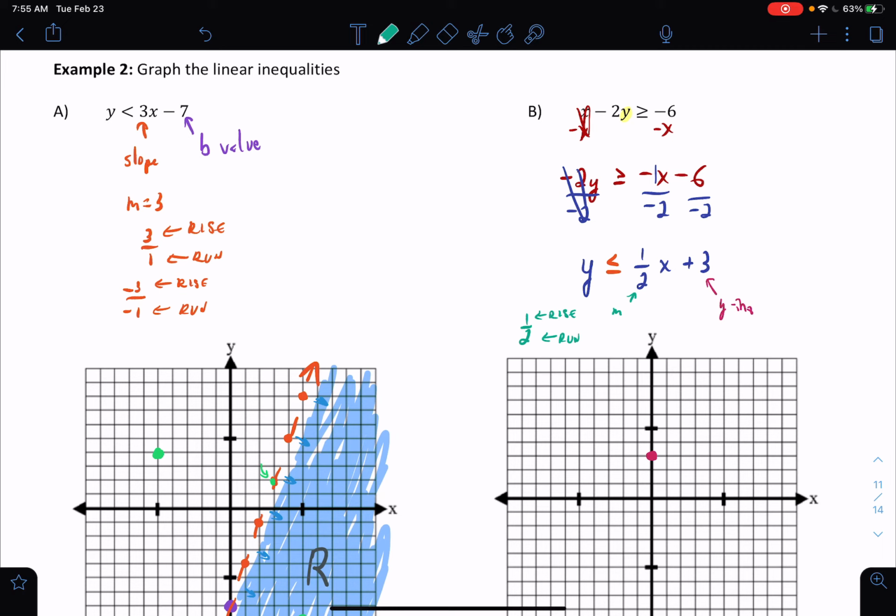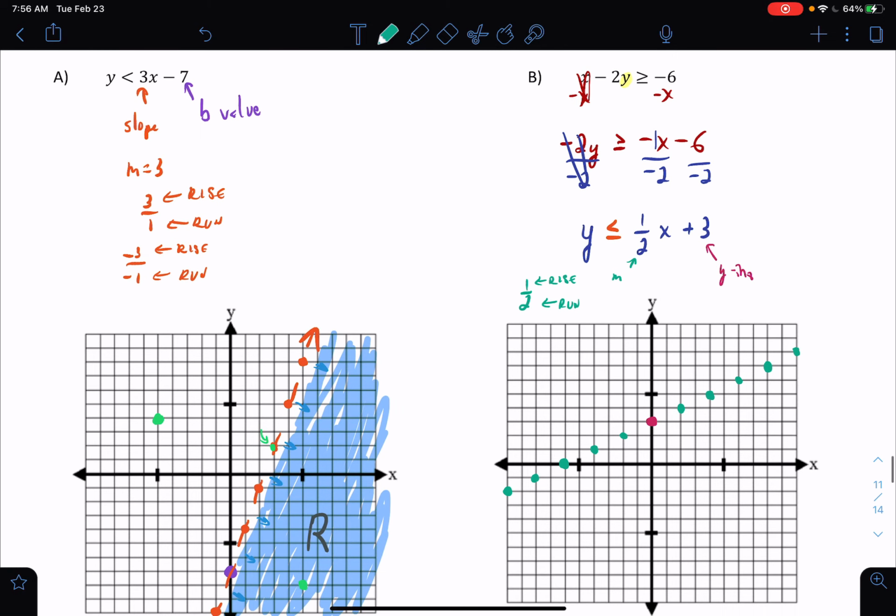So I'm going to go up 1 to the right 2, up 1 to the right 2, up 1 to the right 2, or I could go down 1 to the left 2. That's following the same pattern. All right, so we've got our points there. Now, to connect it, we've got less than or equal to, which means that it's going to be a solid line connecting these.